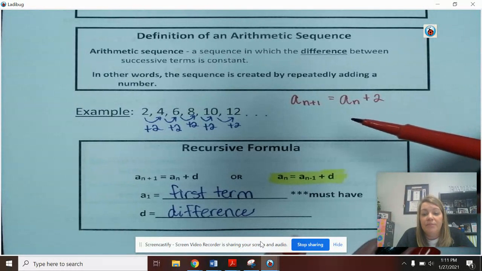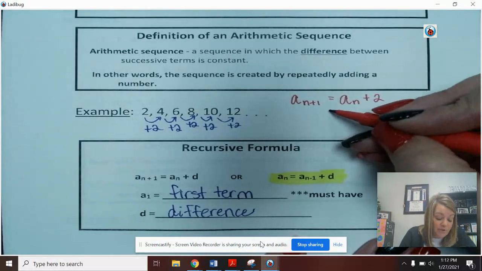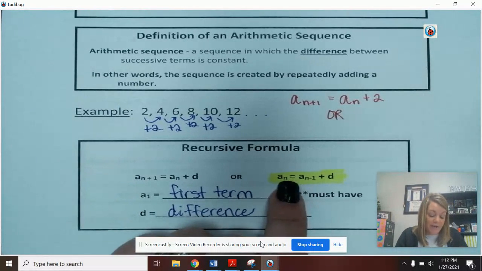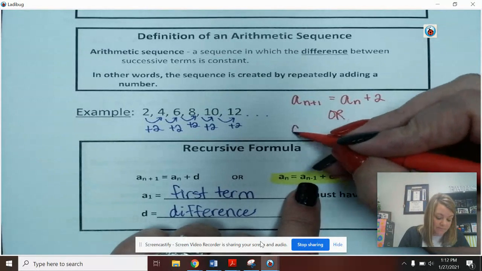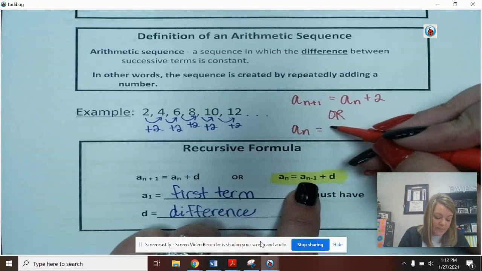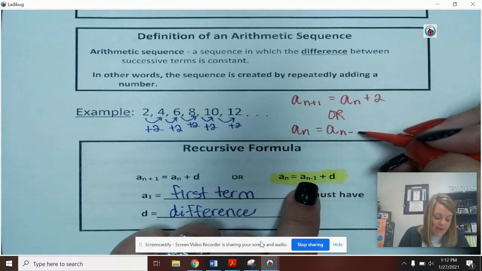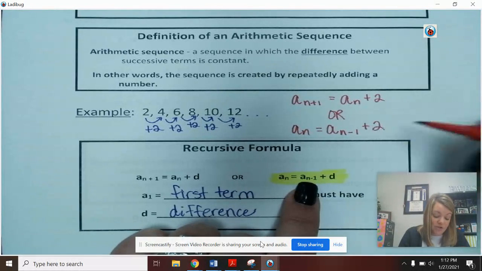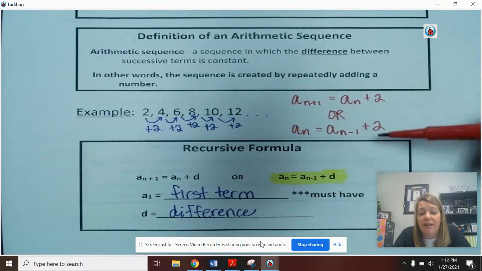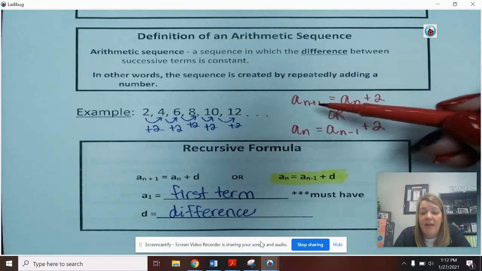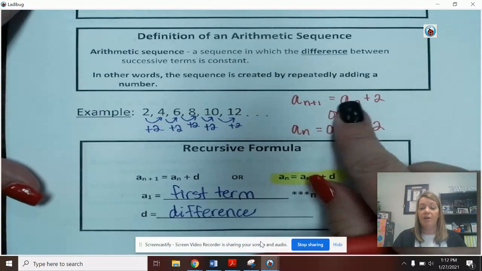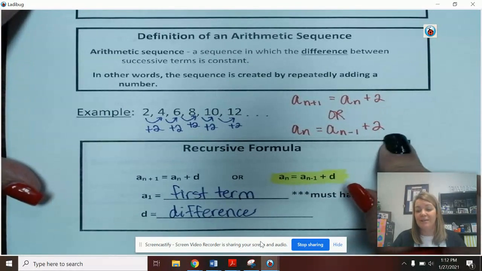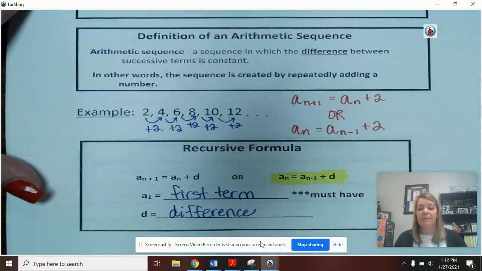So that's it. And if we use the other version, a sub n equals a sub n minus 1 plus d, then we just do a sub n equals a sub n minus 1 plus 2. So this can be written either way. It can be a plus 1 on the left or a minus 1 on the right. It doesn't make any difference. So that's what we call the recursive formula. What you get out of it mainly is this d, right? We're going to do some examples on the next page of what we'll do with that.